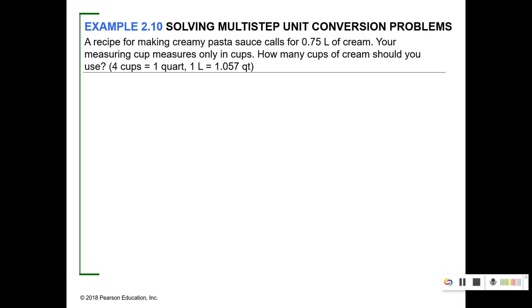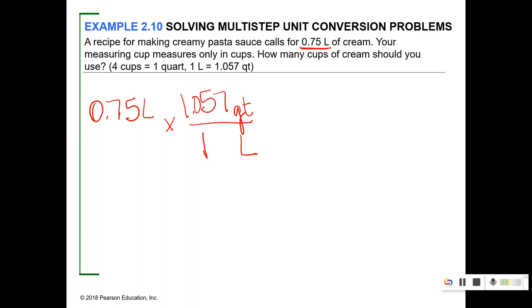And here's another one. I'm going to do one similar to both of them, so don't stress out. All right, so always look for your given first. I've got 0.75 liters. I know liters has to go on the bottom. Once I find what goes with liters, that's what goes on top. And here it is, quarts. Okay, so in 1 liter, I have 1.057 quarts.